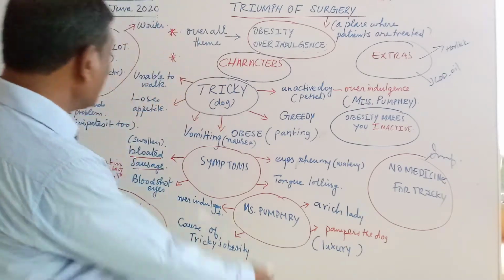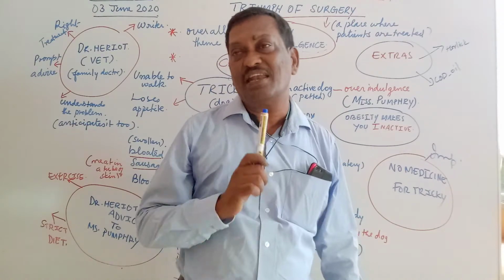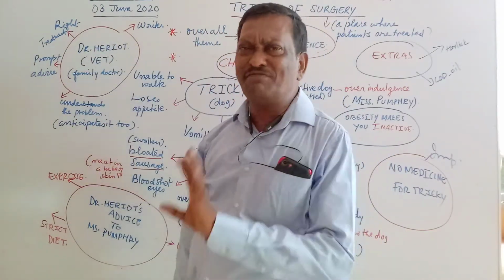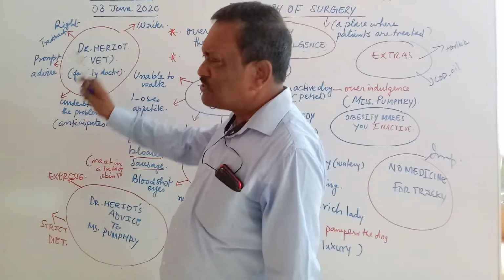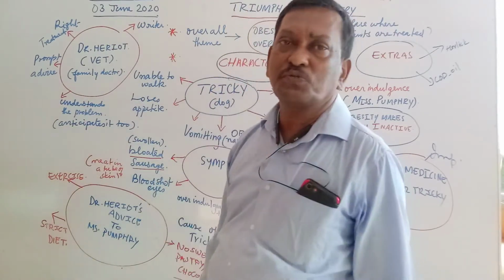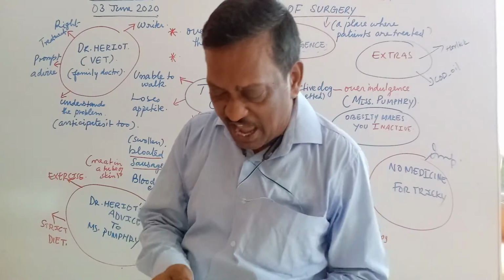Then we come to the most important character in the lesson, and that is Dr. Harriet. I love this person in the lesson. You know why? This man was not a very rich man, but an experienced vet. He was one of the best veterinary doctors that you can ever have.